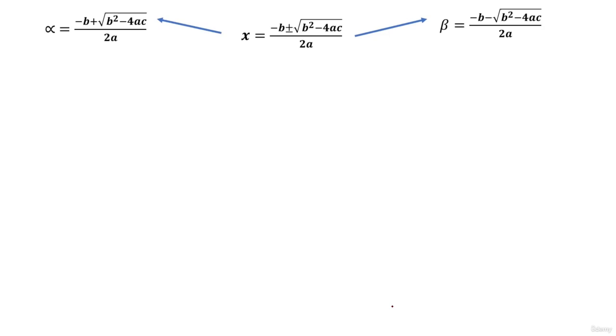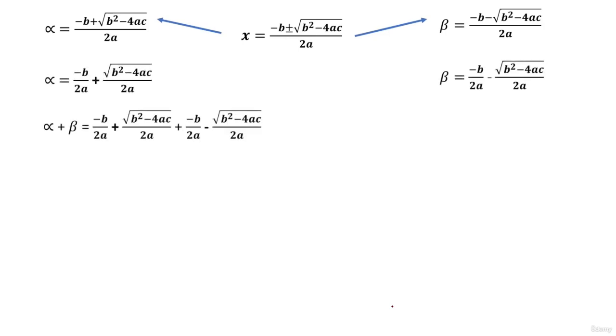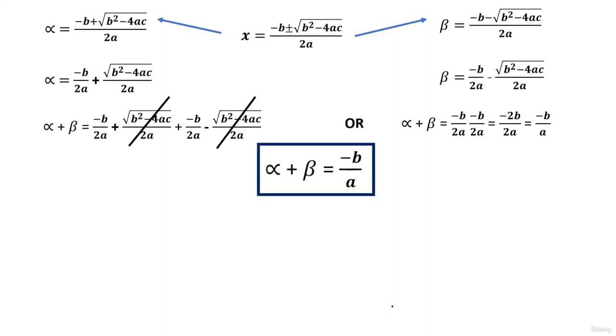Okay, so if I have written alpha and beta separately, I will separate the denominator 2a between the two terms now. Okay, now when I add these two terms, guys, the plus root of b square minus 4ac upon 2a term and minus root of b square minus 4ac upon 2a term, they get cancelled out, right? Because they have opposite sign. So minus b upon 2a minus b upon 2a is minus 2b upon 2a. 2 cancel. You have sum of the roots as minus b by a. So always remember, guys, for any quadratic equation in the world, the sum of the roots is always equal to minus b divided by a.